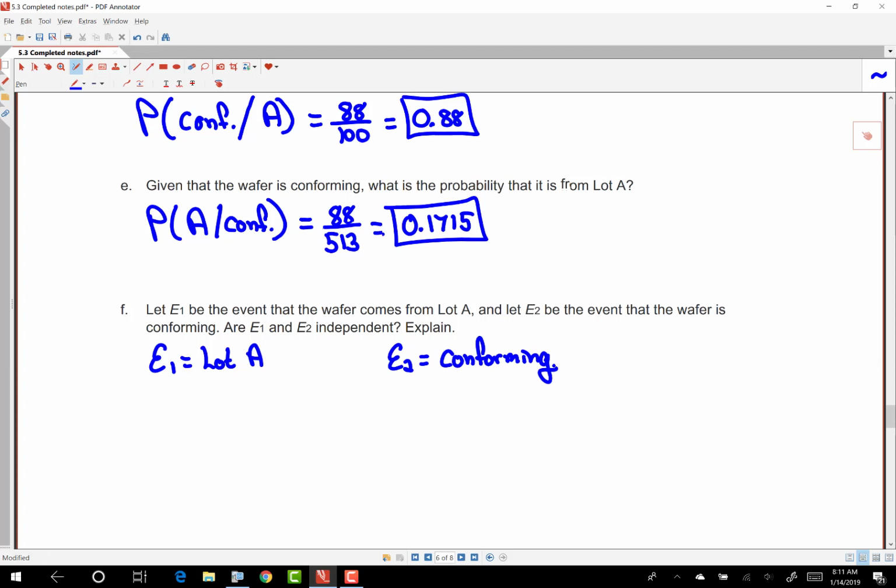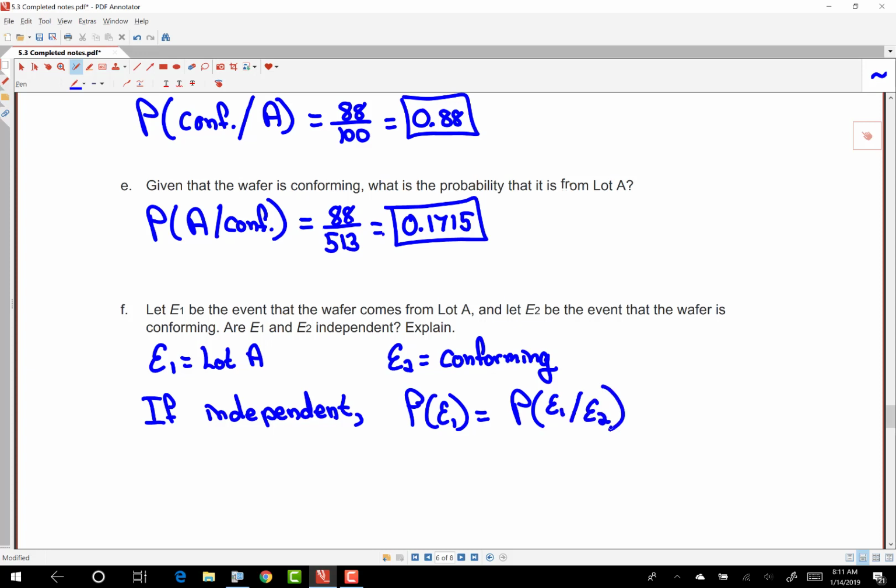Okay, well, if they are independent, then the fact that the first one occurs is going to have no bearing on the probability of the second one. So if they're independent, the probability of E1 is going to have to equal the probability of E1 given that E2 occurred. If they're independent, those two are going to be the same because the occurrence of E2 wouldn't affect the probability of E1.